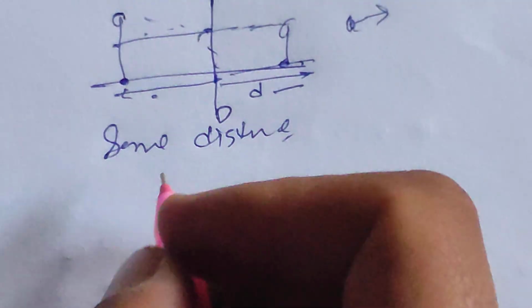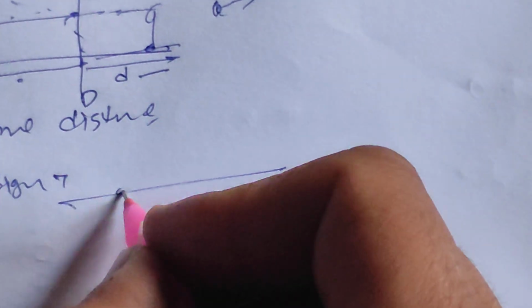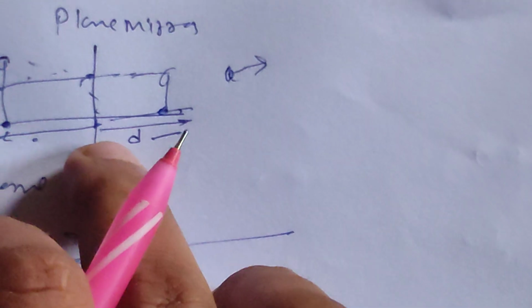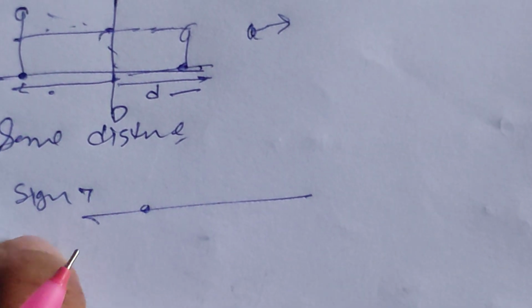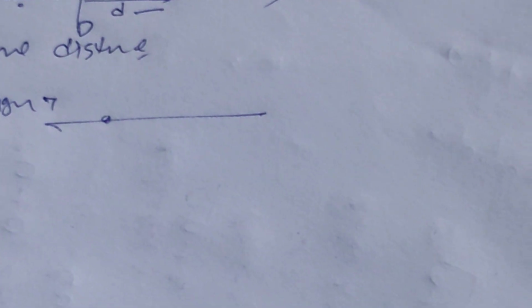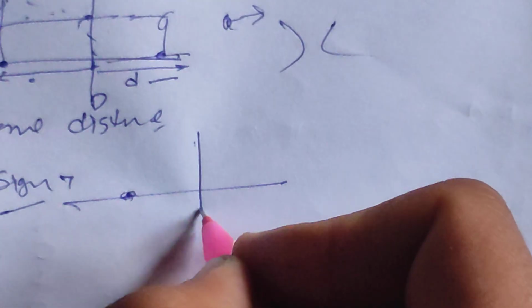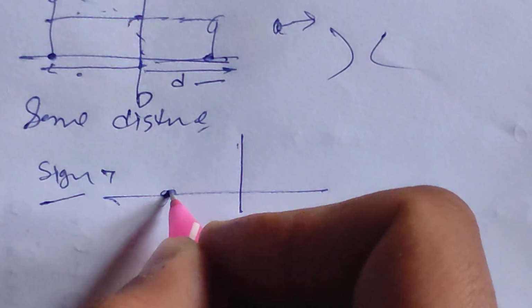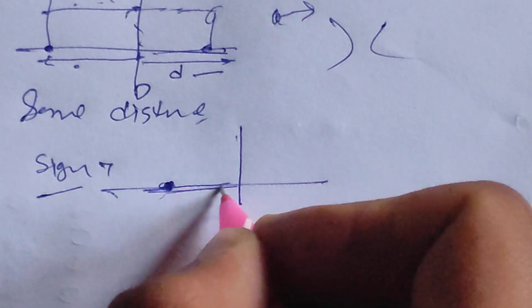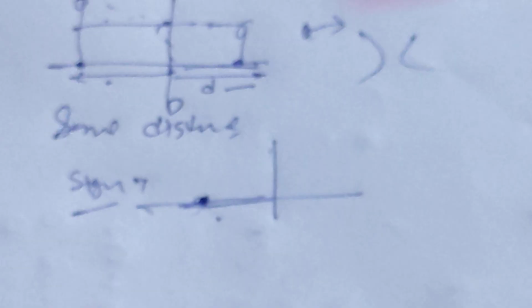So first of all, we use the sign convention. In a plane mirror, there is no use of sign convention, but when we talk about concave and convex mirrors, the sign convention plays a very important role. So first of all, the sign of the thing. For example, this is our plane mirror or any reflecting surface, and this ray is reflected from the surface.